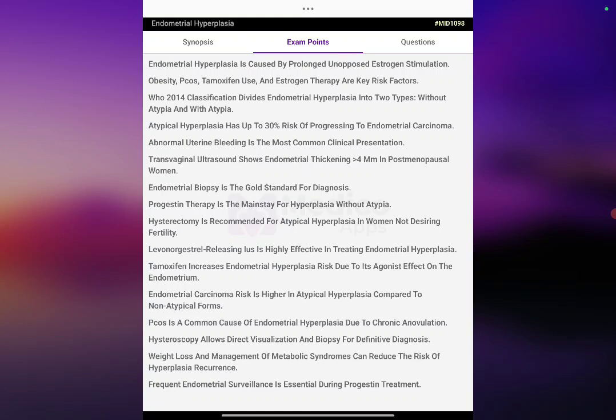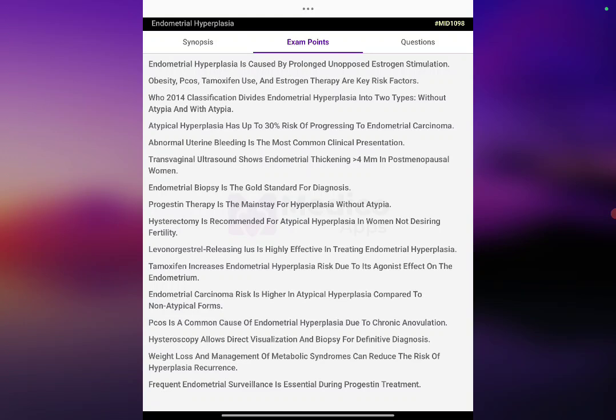Abnormal uterine bleeding is the most common clinical presentation. Transvaginal ultrasound shows endometrial thickening greater than 4 mm in postmenopausal women. Endometrial biopsy is the gold standard for diagnosis. Progestin therapy is the mainstay for hyperplasia without atypia.